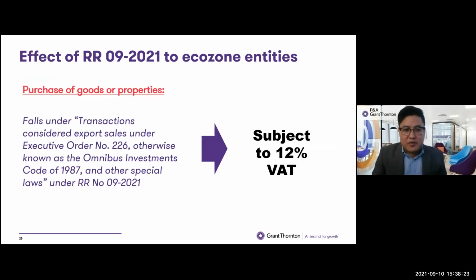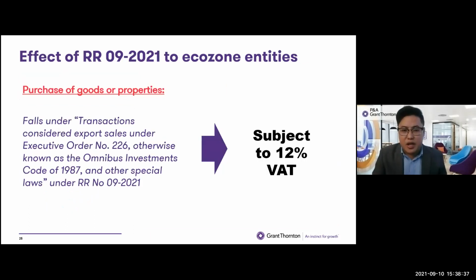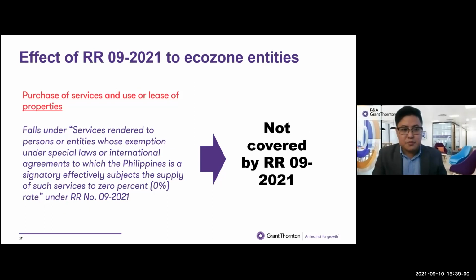Now, what happens therefore if we look at this specifically for number 3, transactions considered export sales under Executive Order number 226? That is the only express specification under the regulation. So if we look at that express provision, for these BOI registered entities, it should be subject to 12% VAT. Although, of course, BOI usually issues tax holiday incentives, it follows that the transaction is already VATable or subject to 12% VAT. Now, what if the company is registered under the PEZA law?